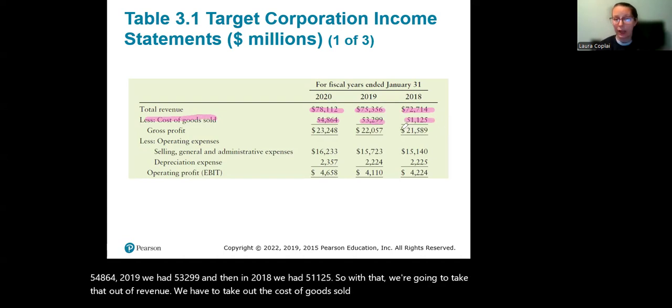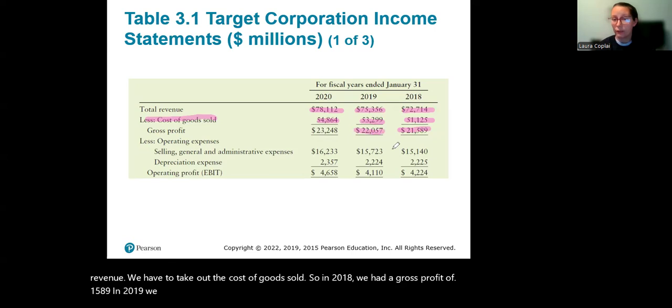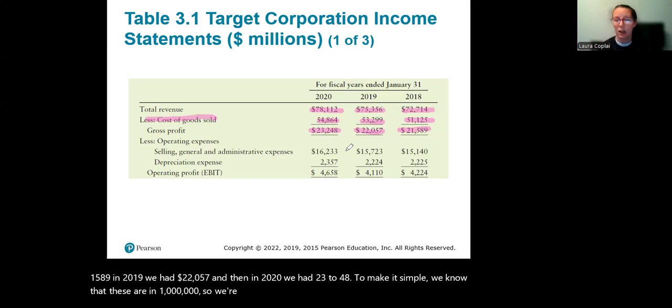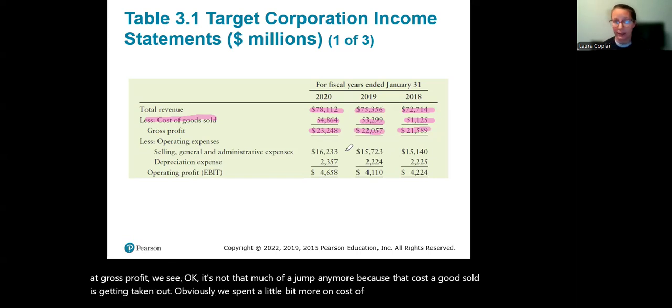So in 2018, we had a gross profit of $21,589. In 2019, we had $22,057. And then in 2020, we had $23,248. To make it simple, we know that these are in millions, so we're talking billions of dollars here. But with that, when we look at gross profit, we see it's not that much of a jump anymore because that cost of goods sold is getting taken out. Obviously, we spent a little bit more on cost of goods sold as the years progressed.